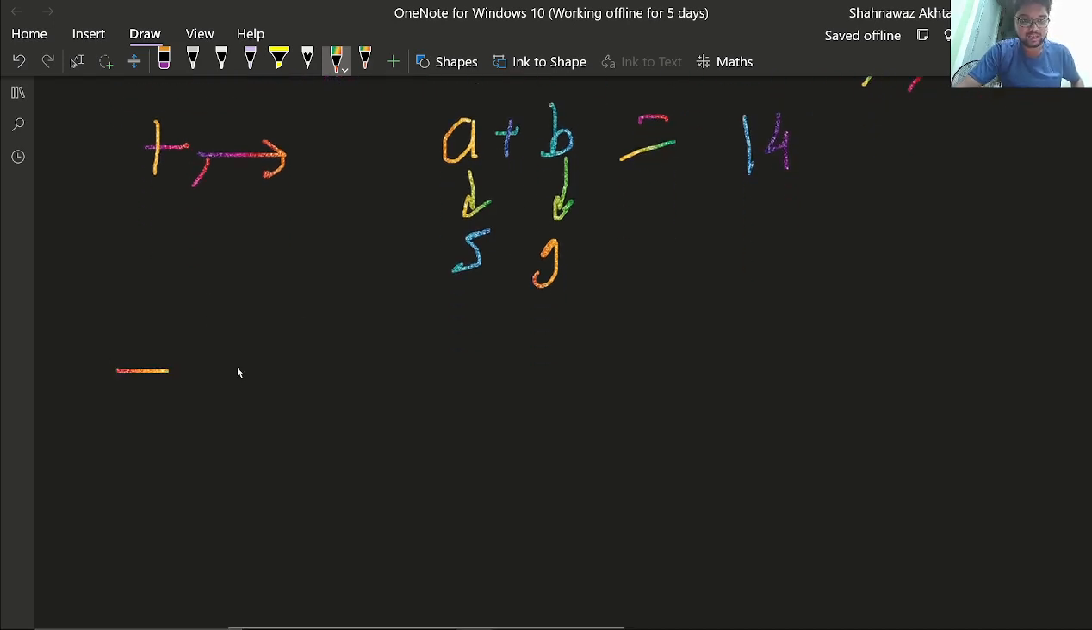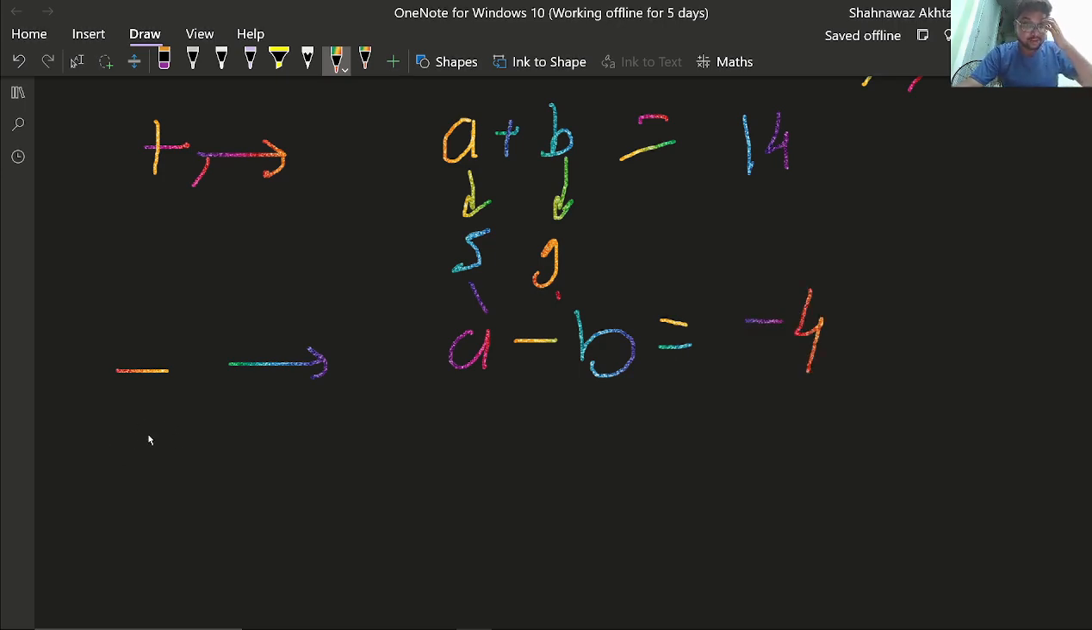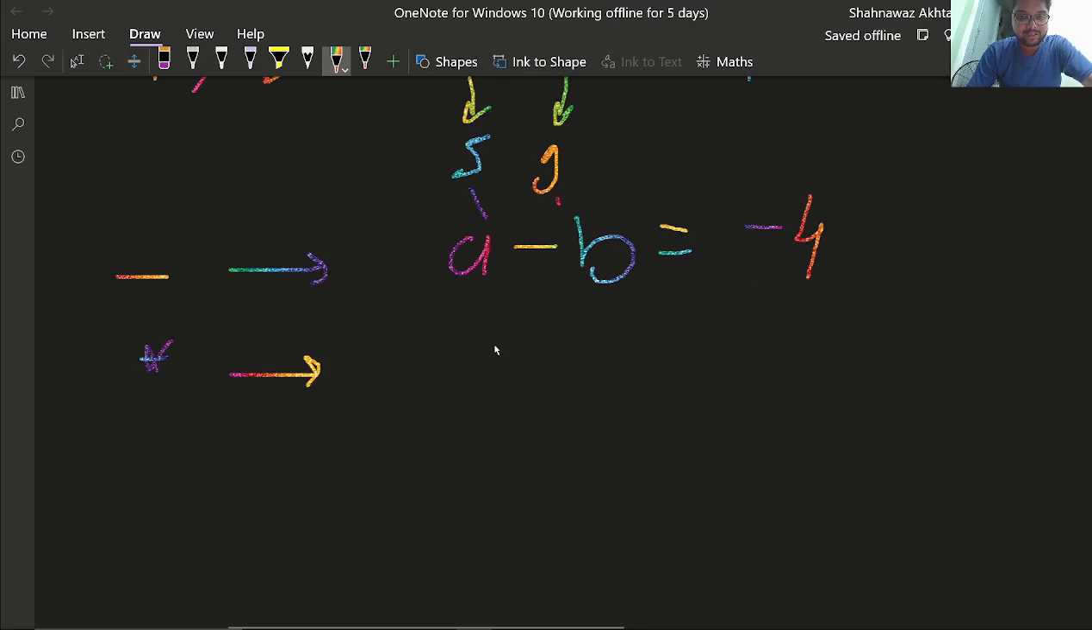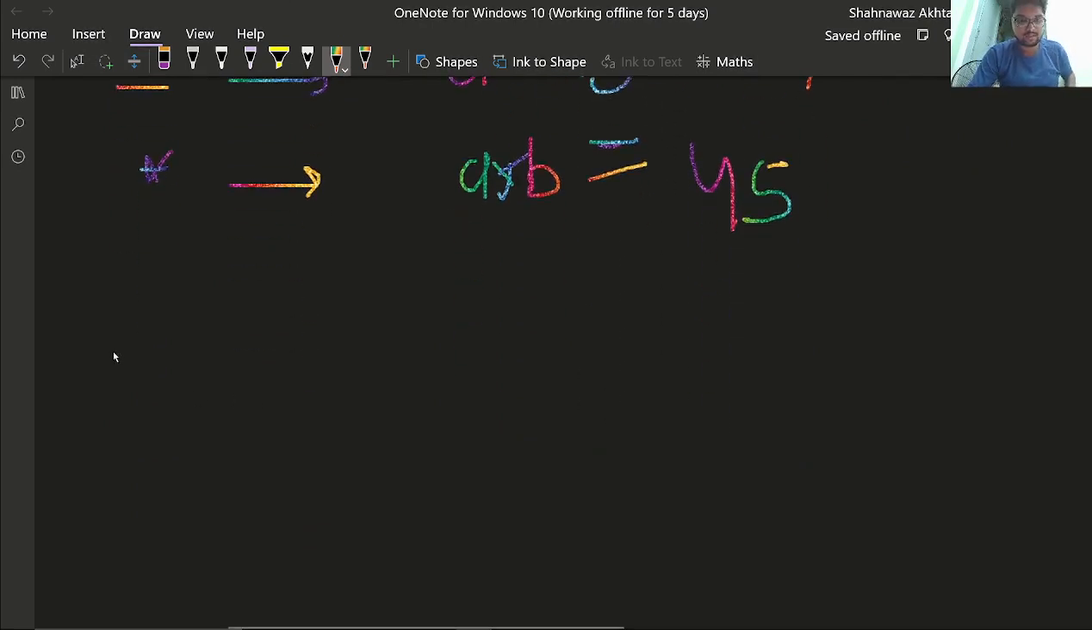All right. So then subtraction. What about subtraction? If I say a minus b with the same values, then it will provide minus 4. Okay. Now what about multiplication? In multiplication, it simply multiplies. Okay. If I do this, then 5 into 9, that is 45.